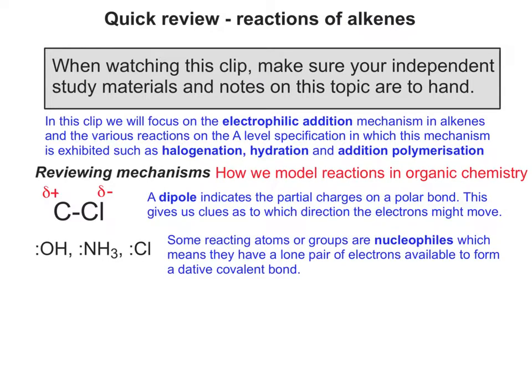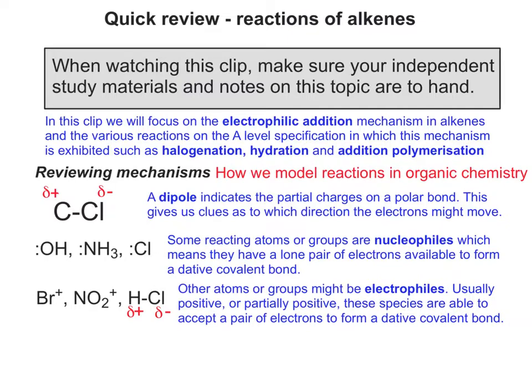Sometimes reacting atoms or groups are nucleophiles, which means that they have a lone pair of electrons available to form a dative covalent bond. And other atoms or groups might be electrophiles. This usually means that they're positive or partially positive, which enables them to accept a pair of electrons to form a dative covalent bond.